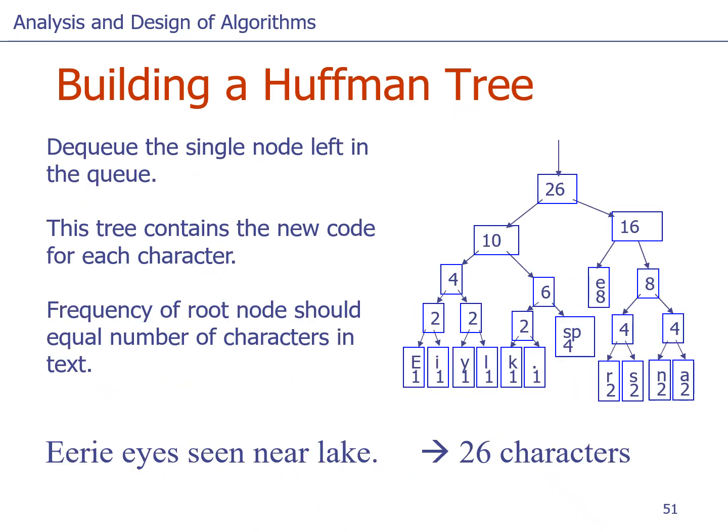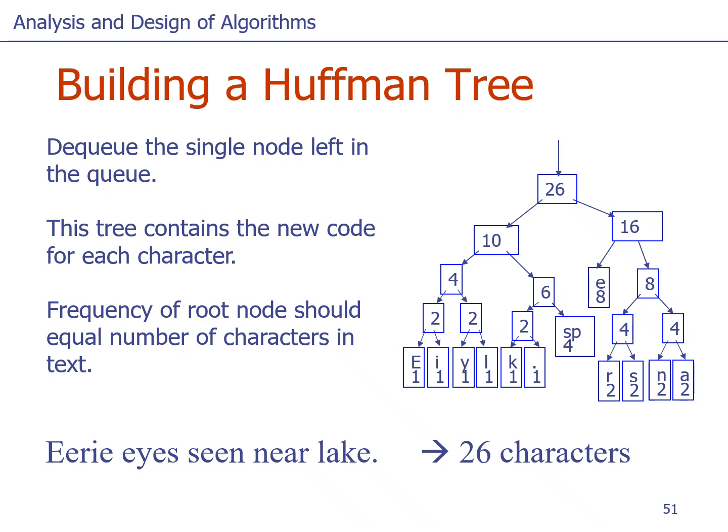Now, again, going back to our example, we're going to dequeue from the priority queue a single node, which is the root of this tree that has the value 26. Okay? One observation here: because this is the sum of frequencies, the value that appears in the root is actually the number of letters you have.